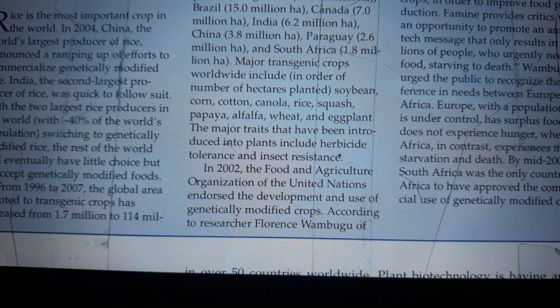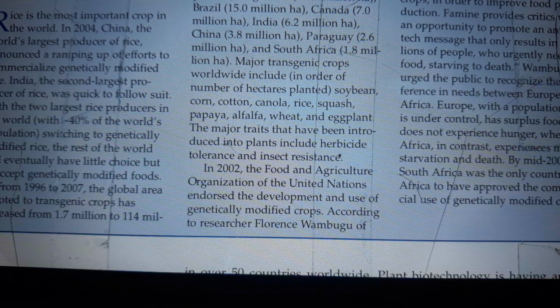With 40% of the world's population switching to genetically modified rice, the rest of the world will eventually have little choice but to accept genetically modified foods. From 1996 to 2007, the global area devoted to transgenic crops has increased from 1.7 million to 114 million hectares.